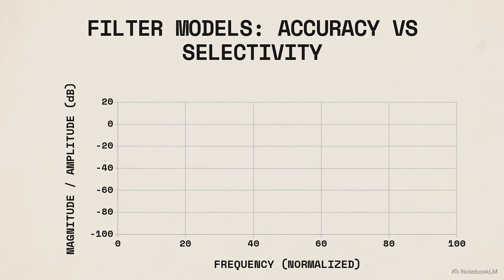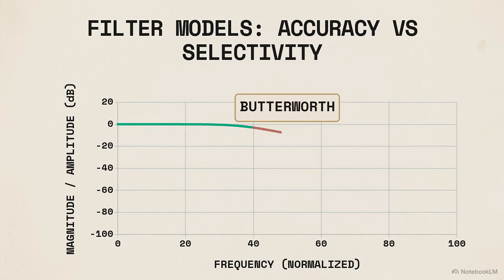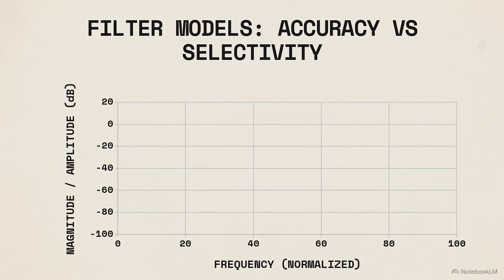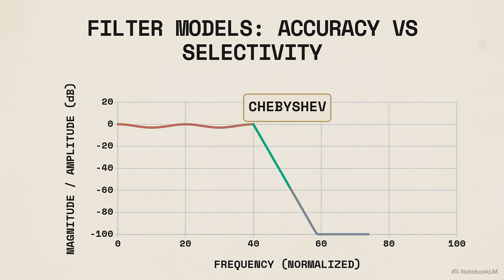This is the Butterworth approximation. It provides a perfectly flat passband, but you can see that it has a relatively slow, sweeping roll-off into the stopband. Engineers choose the Butterworth model when the highest priority is passing a signal without any amplitude distortion. If the system needs higher selectivity, we use the Chebyshev approximation. The roll-off is much steeper, but it introduces ripples across the passband. In this model, we trade amplitude accuracy for a faster transition to the stopband.